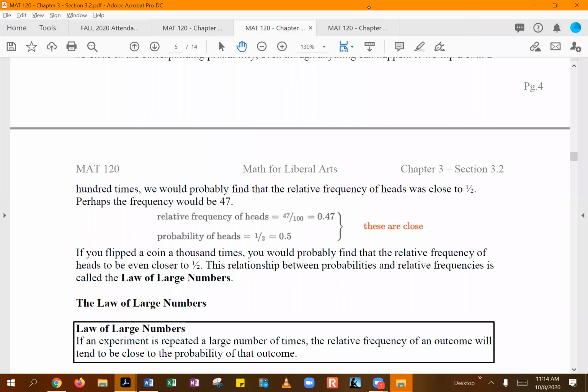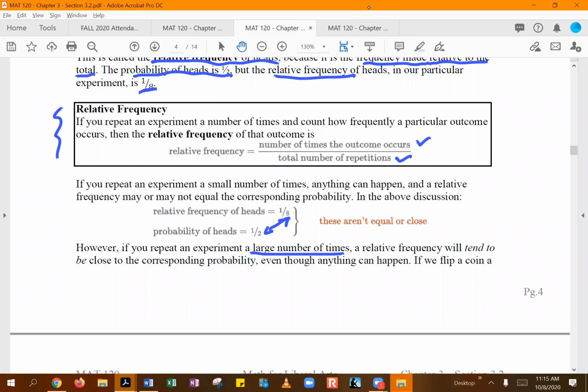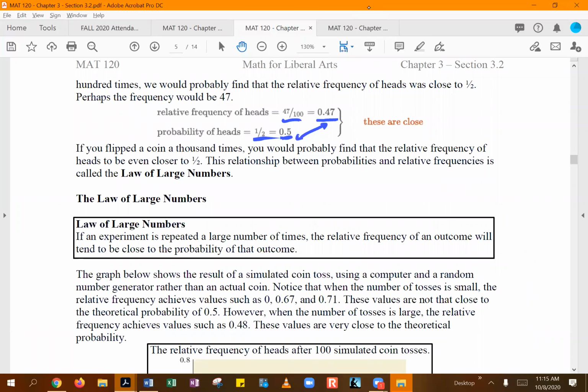So here they're talking about what if you flipped your coin 100 times, and out of those 100 times you got 47 heads. So your relative frequency would become 0.47. Theoretically, we know our probability is 1/2 or 0.5. So you can see these two numbers are rather close to each other. But when we had 1/8 and 1/2, those numbers are not really close to each other. So the law of large numbers basically says that if you repeat an experiment a large number of times, your relative frequency will tend to be closer to the probability of that outcome.